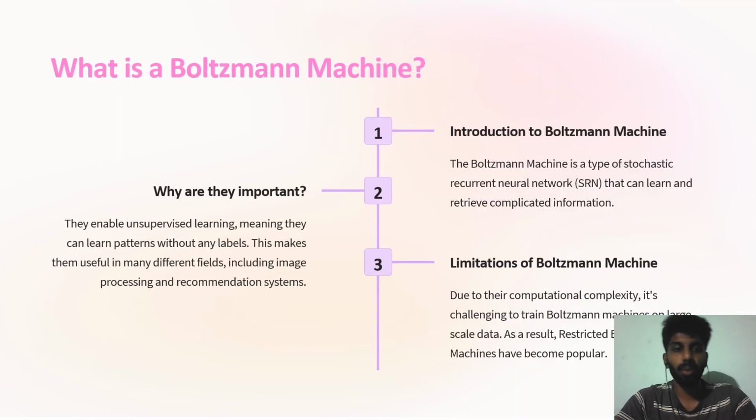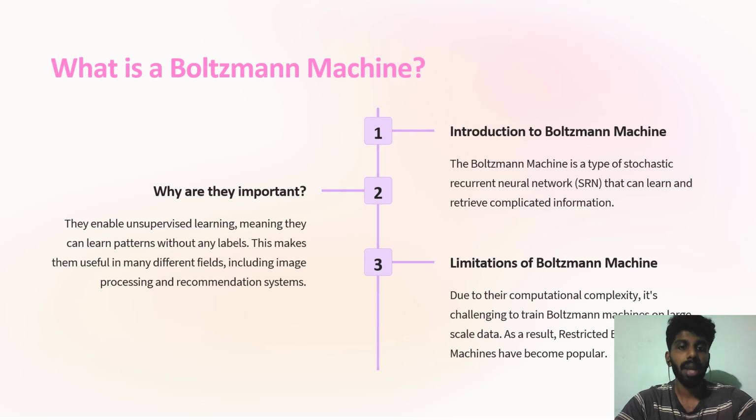Okay, now let's see what is a Boltzmann machine. The Boltzmann machine is a type of stochastic recurrent neural network that can learn and retrieve complicated information. This machine is used to retrieve complicated information, and an RBM, a restricted Boltzmann machine, has two layers. One is a visible layer and the other one is the hidden layer. Each layer is composed of neurons, and these neurons are not connected with each other.